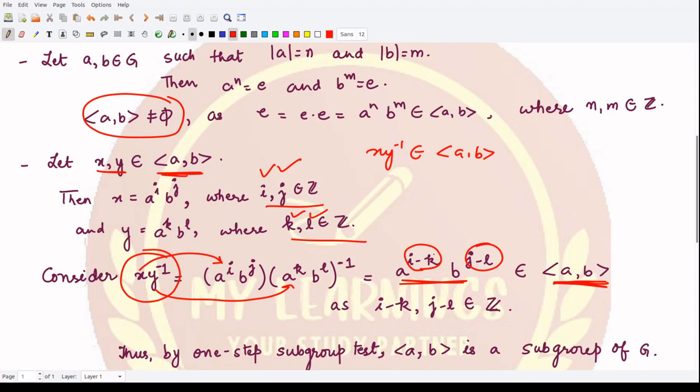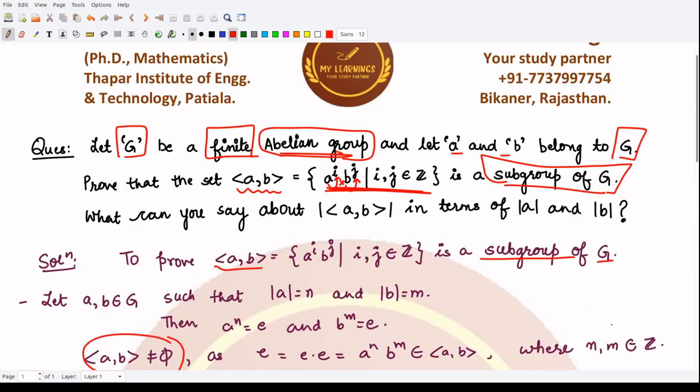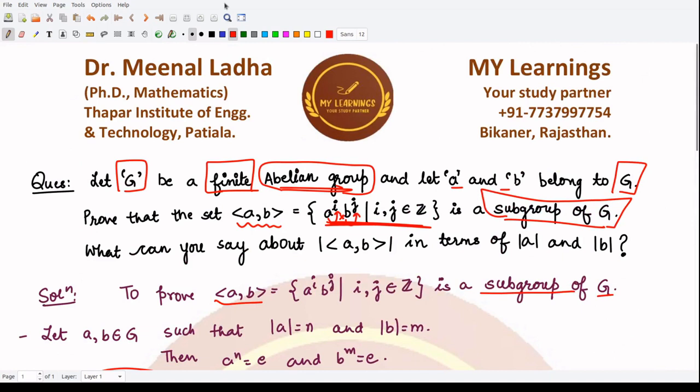The set of integers is closed, hence we can utilize this term here. Therefore, by the one-step subgroup test, this subgroup generated by AB is a subgroup of G, correct? So this proves our first part. Now for the second part, we have to say something about the order of the subgroup AB, correct?